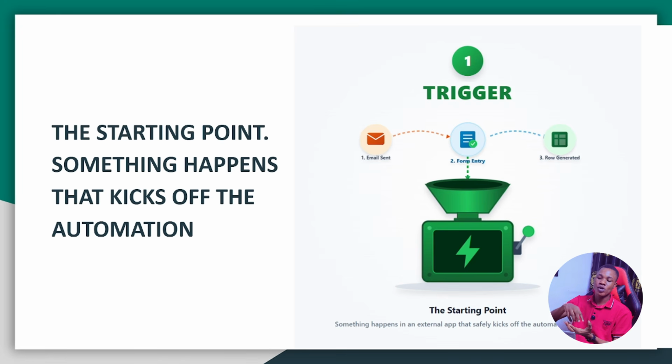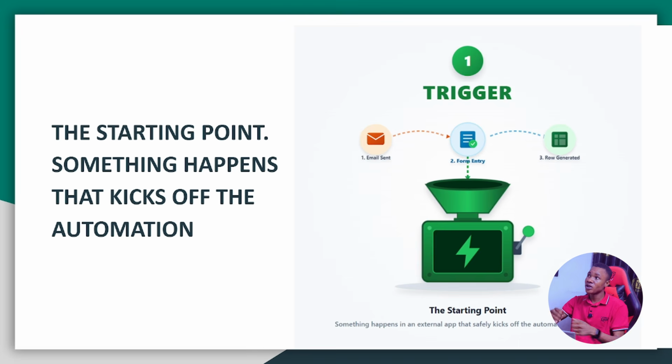Now let's proceed. The first one is trigger. Trigger is the starting point. Something happens that kicks off the automation. What happens? Look at this. For example, somebody filled a form, and the next thing that could happen is that he receives an email. That is an automation. So the form the person filled, that is the first part, what the person does first is the trigger.